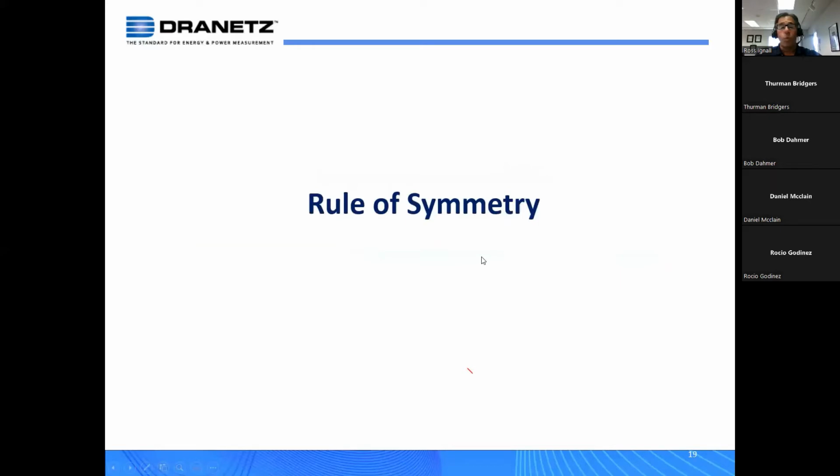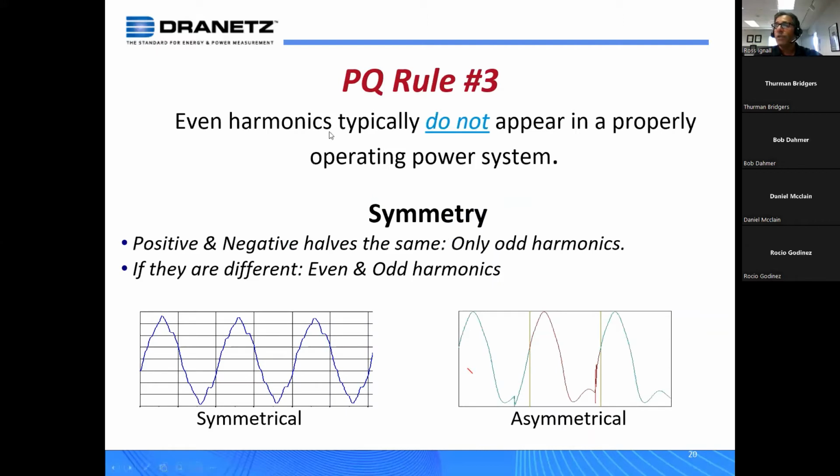And there's something called the rule of symmetry. This is what I was referring to before. This is our rule of thumb that we're going to cover today. The rule of symmetry really means that even harmonics typically do not appear in a properly operating power system. So why is that?